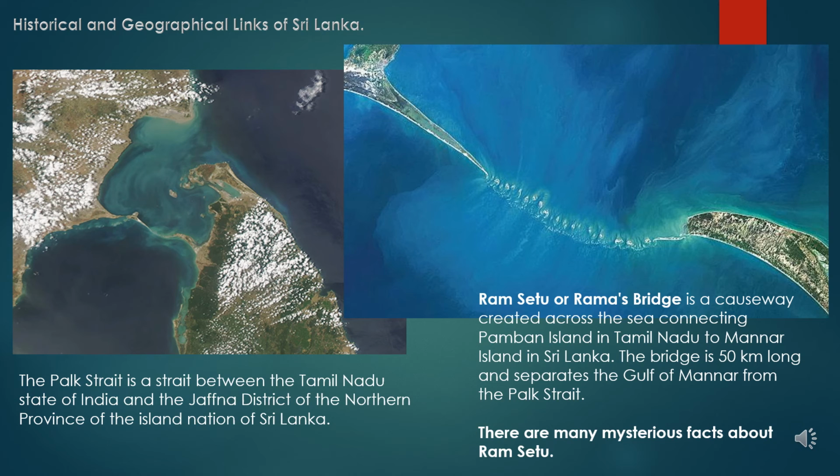Ram Setu, or Rama's Bridge, is a causeway created across the sea connecting Pamban Island in Tamil Nadu to Mannar Island in Sri Lanka. The bridge is 50 km long and separates the Gulf of Mannar from the Palk Strait. There are many mysterious facts about Ram Setu.